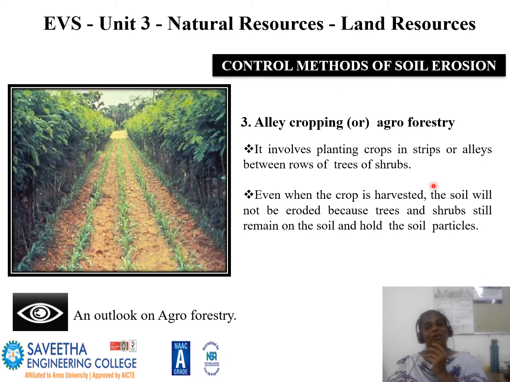And we also have the third method called alley cropping or agroforestry. It involves planting crops in strips or alleys between two rows of trees or shrubs, so that will protect from wind, and it can also protect against soil erosion. Even when the crop is harvested, the soil will not be eroded because trees and shrubs still remain on the soil and they hold the soil particles.